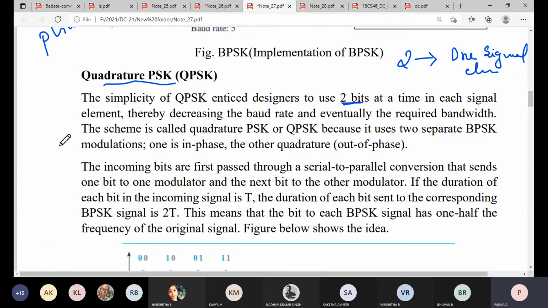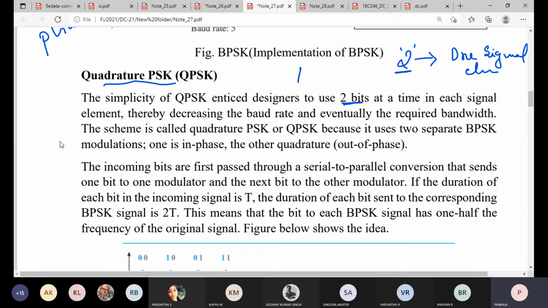So by this, 2 bits at a time in each signal element. What is the advantage if it carries 2 bits per signal element? Obviously it is going to decrease the baud rate. If the number of signal elements for the given data is less, the bandwidth can be utilized efficiently. So always the number of signal elements should be less, it should not be more.